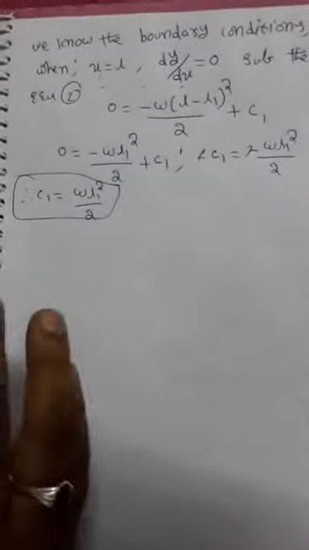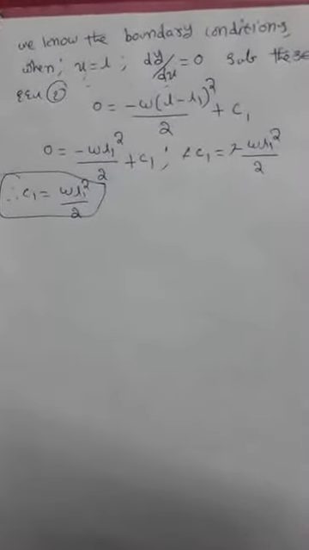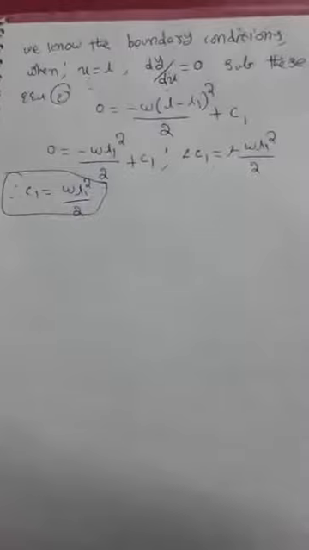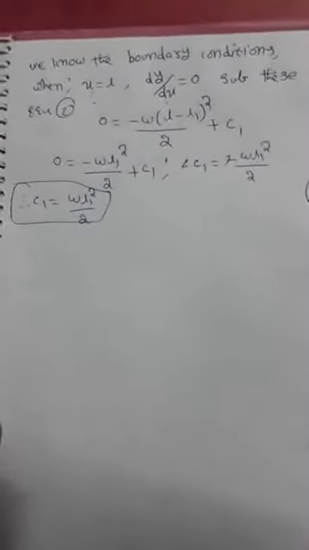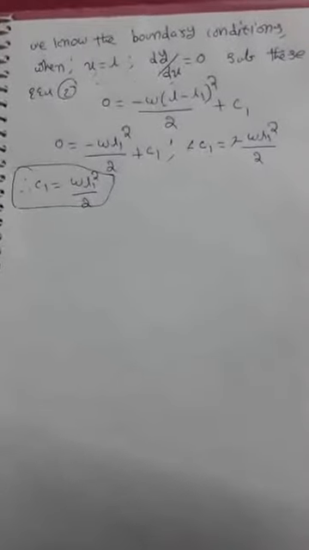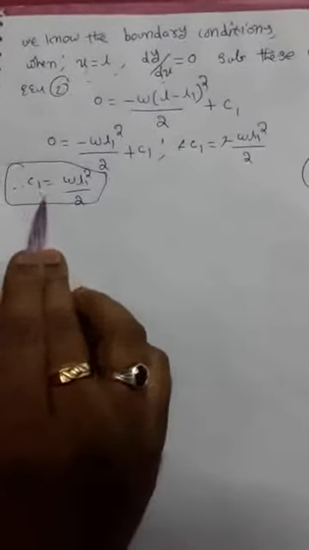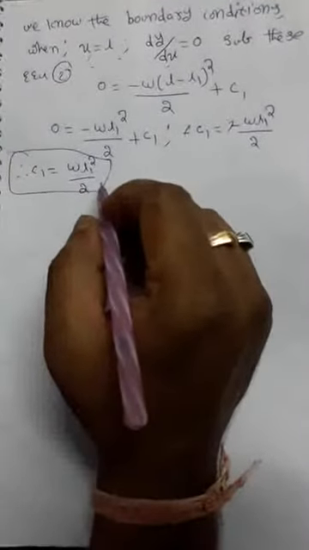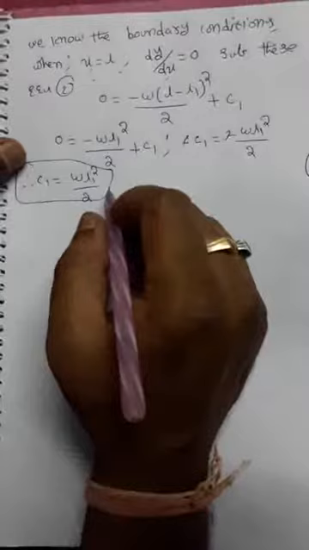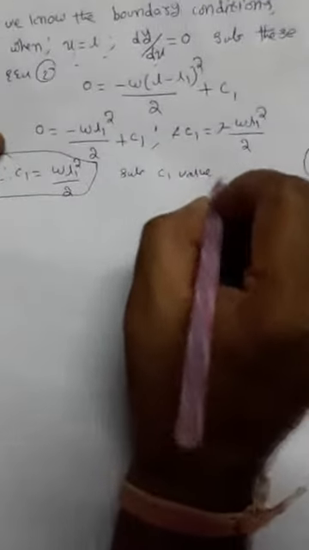After the first integration you can get a C1 constant value. For finding the C1 constant of integration you apply the boundary conditions, and after applying them you get C1 equal to w L1 square by 2. After getting this C1 value, substitute the C1 value in equation number 2.